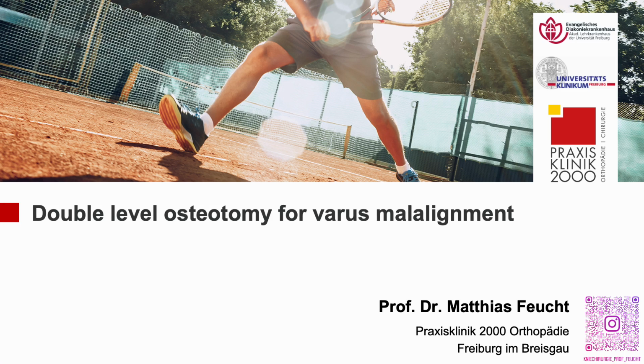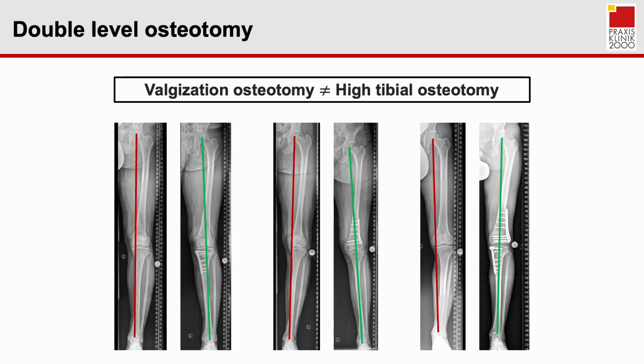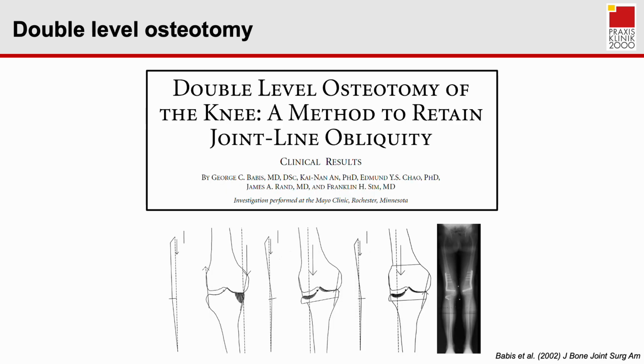Dear colleagues, in this talk I will explain and discuss the concept of double-level osteotomy for varus malalignment. One important message at the beginning of my talk is that valgisation osteotomy does not necessarily mean high tibial osteotomy. Some cases will require a femoral correction and other cases will require a double-level osteotomy, which is the topic of this talk. The concept of double-level osteotomy was introduced with the intention to retain joint line obliquity.